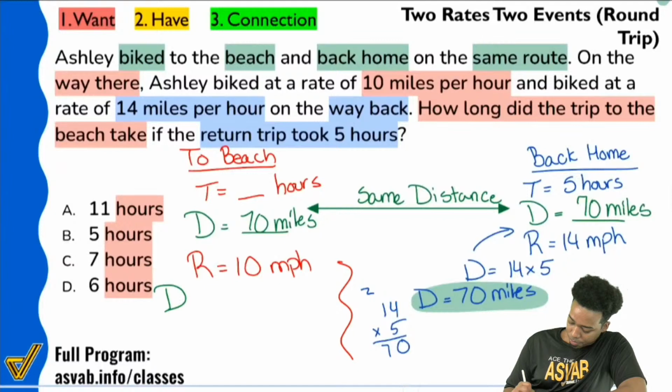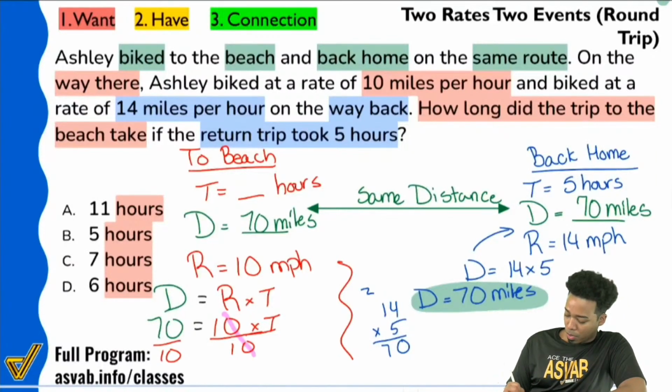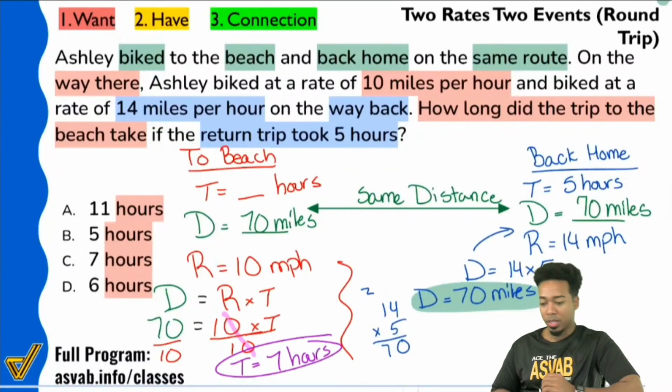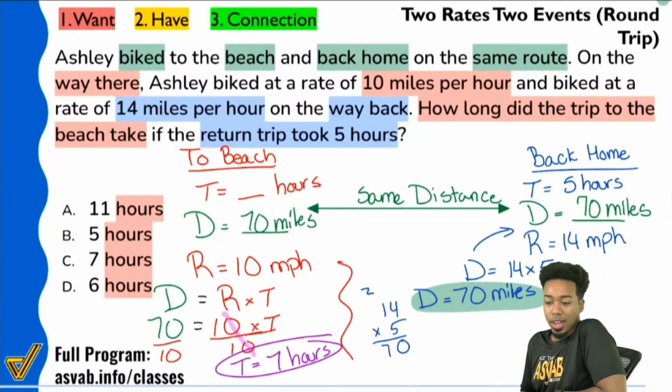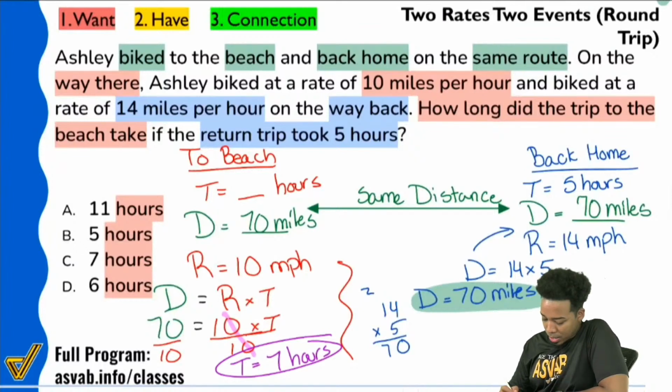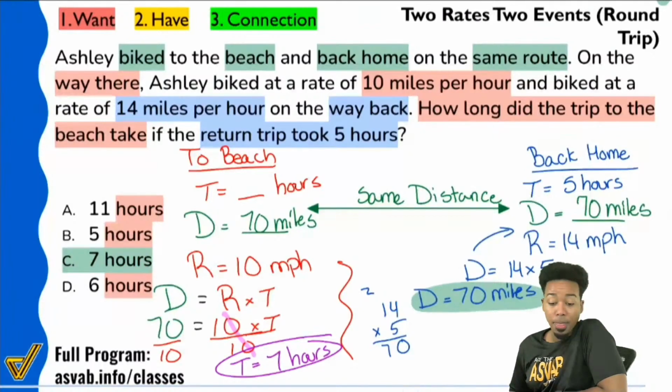Distance equals rate times time. We have ourselves 70 equals 10 times t. Everybody, we divide both sides by 10, and we get ourselves what? T equals what? 7 hours. T equals 7 hours. And there we are. And that would make C the correct answer.